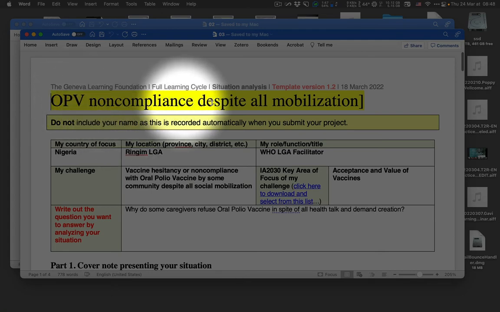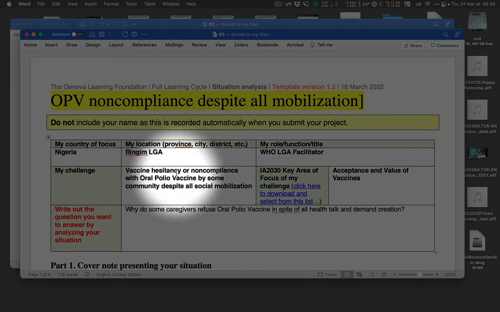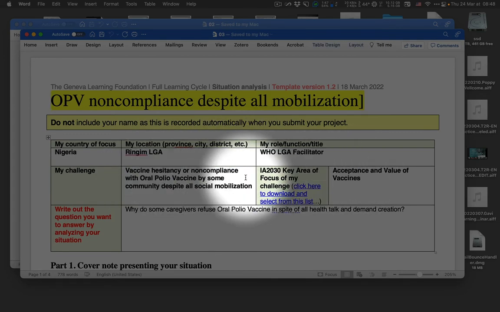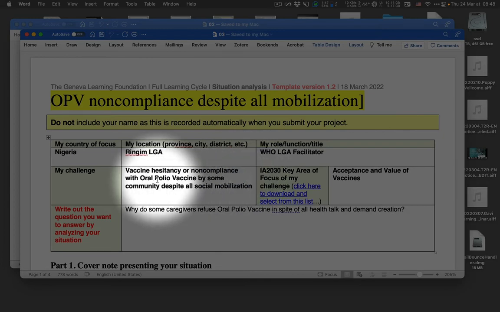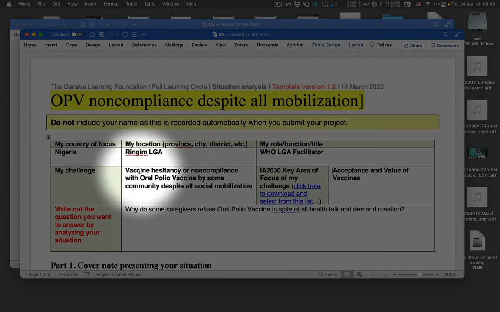This one, OPV non-compliance despite all mobilization. So this is from Nigeria. This is a person who works with WHO. Here we're missing the actual KFA number. We have an index number that we need. So please don't forget when you look at the list to copy the whole thing.